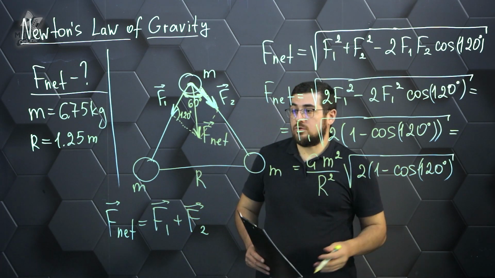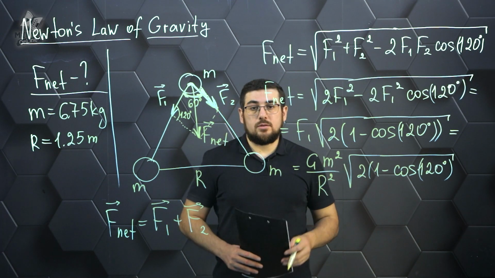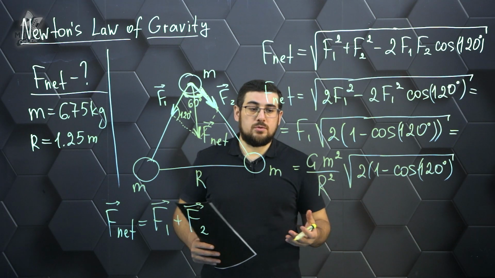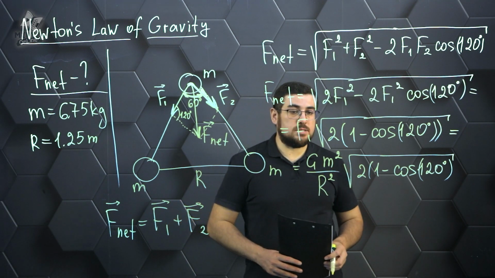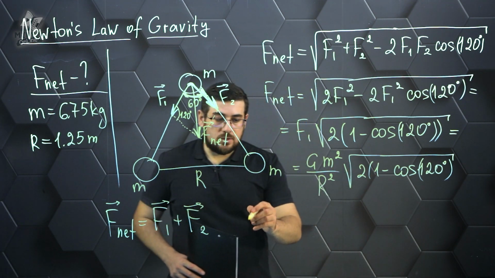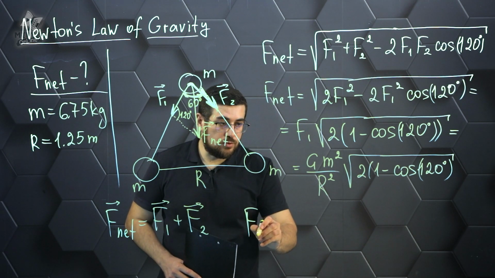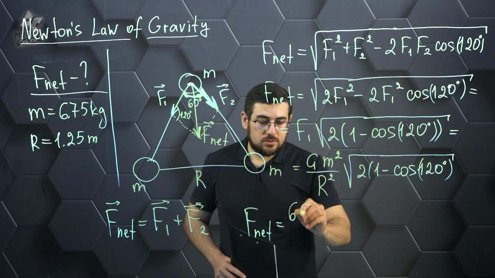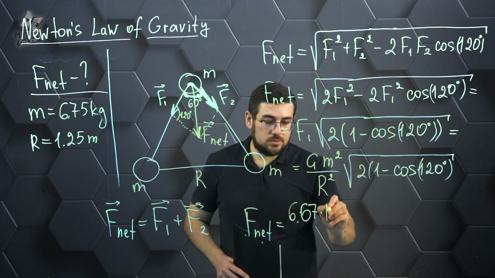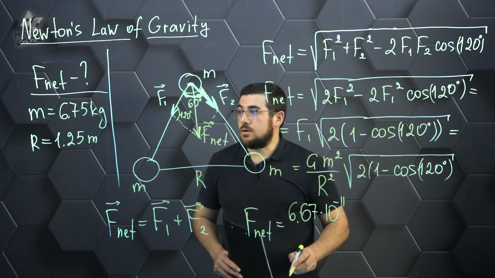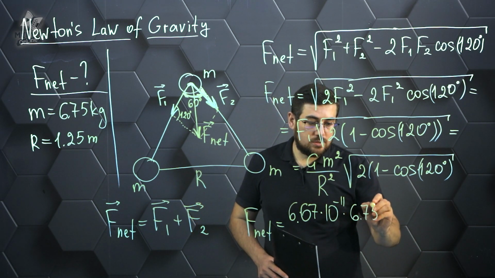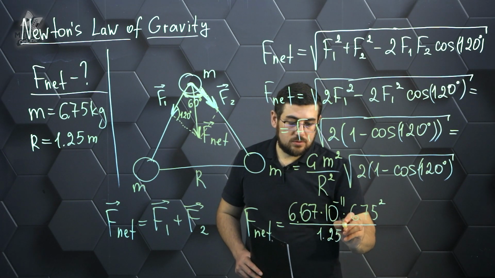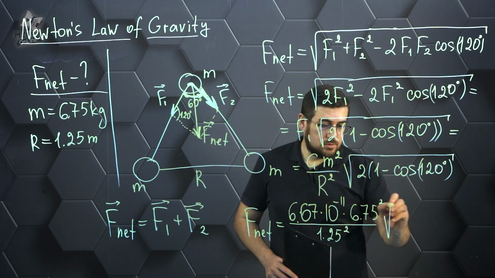Now I'll point out why mass is squared, because as I said earlier, here we have the product of two masses, and given that they are equal in value, we get the square of these masses. So we've got a formula for this force, and now we have to calculate what it's equal to. So 6.67 times 10 to the power of minus 11, then 6.75 squared, divided by 1.25 squared. And here we have everything else unchanged.